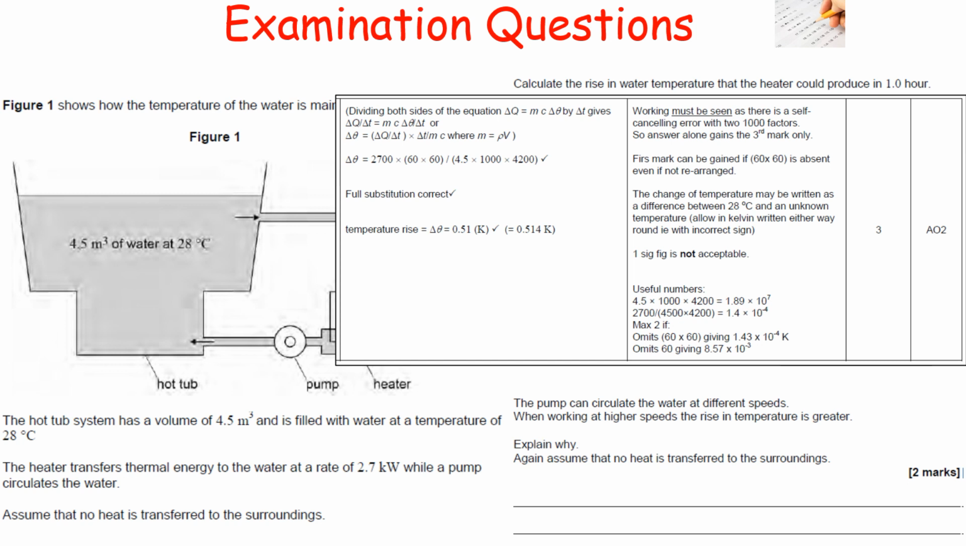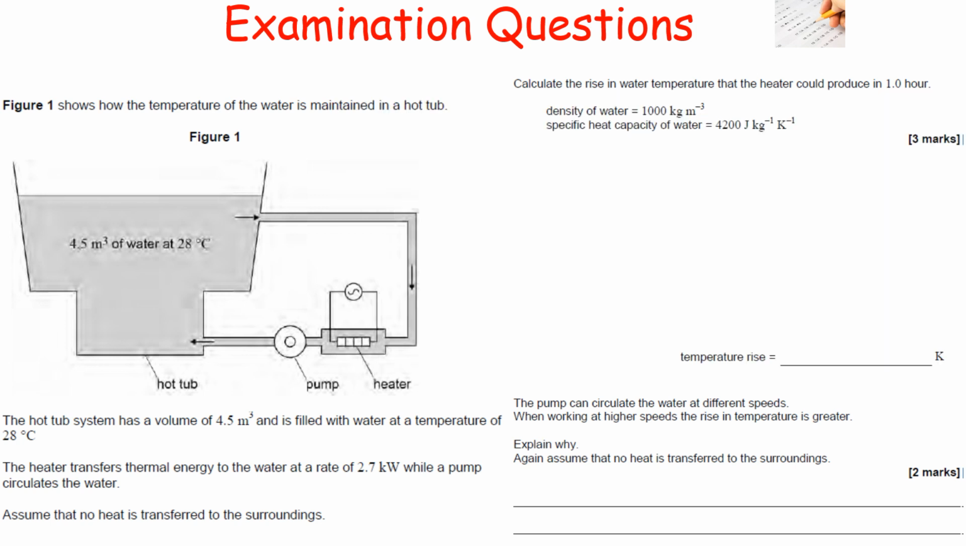We know what our value for c is because it's given in the question, 4,200, and we know what our value for the mass is because once again the question tells you that the volume of water is equal to 4.5 meters cubed, and in the question it tells you that the density is 1000.